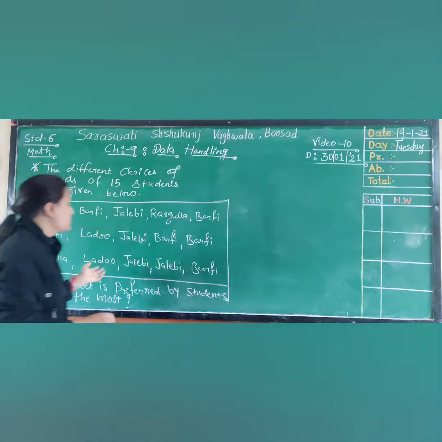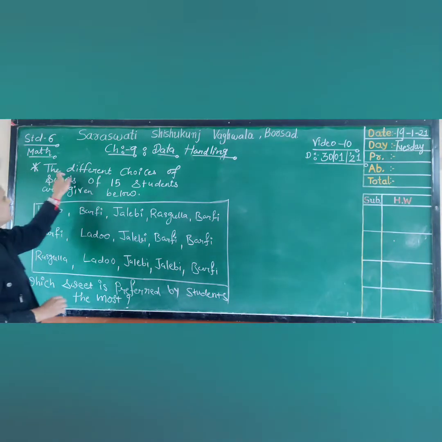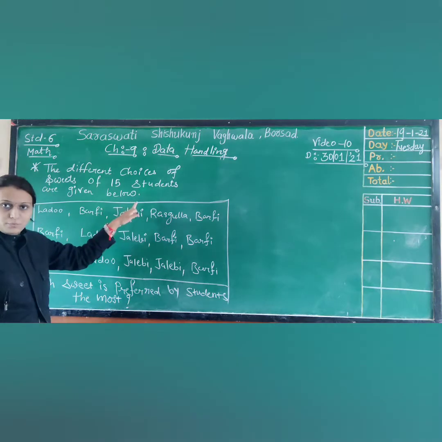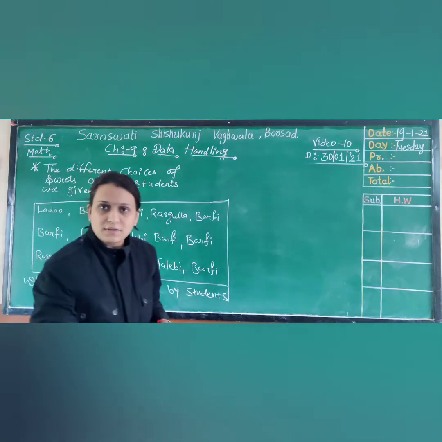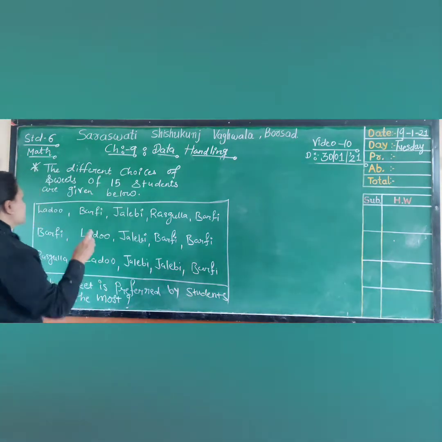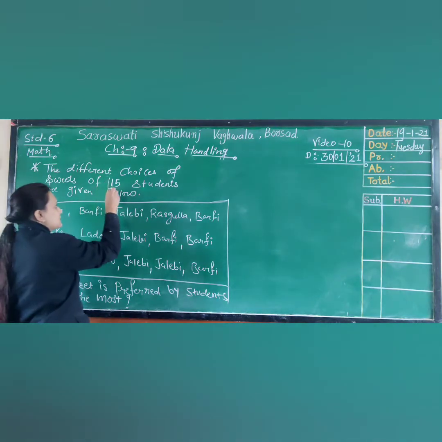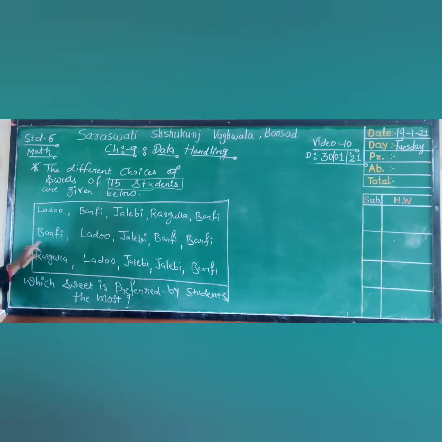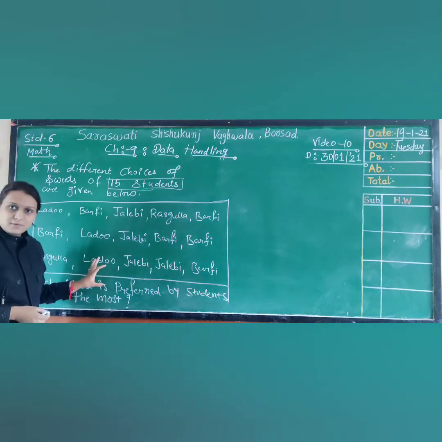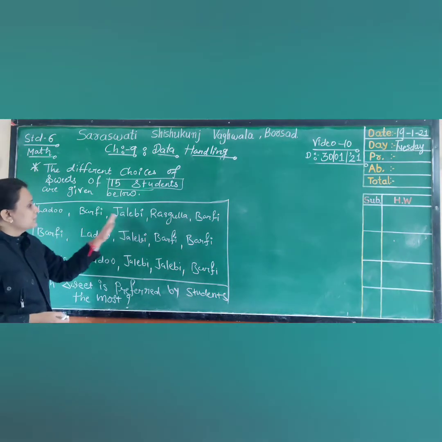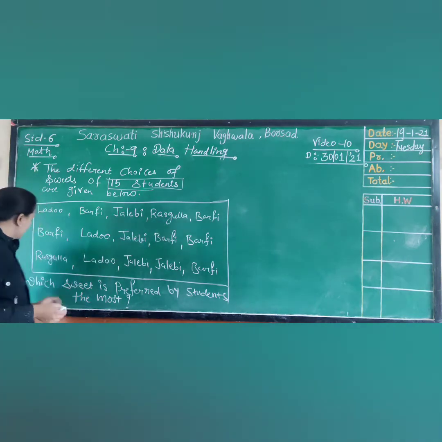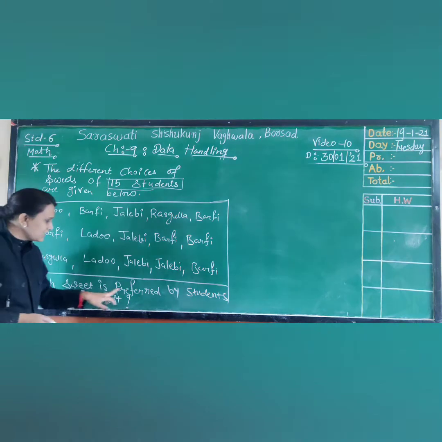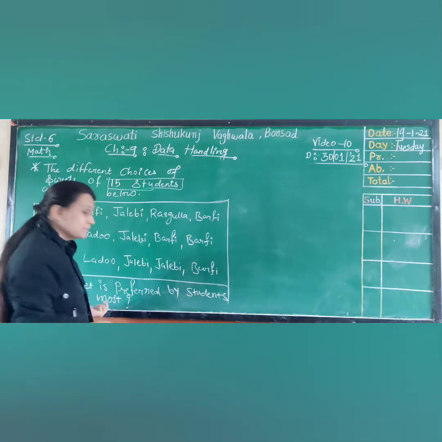Okay, so here in the next question we have the different choices of sweets of 15 students given below. Here 15 students are there. The choices about the sweets are given below. So you can see here a total of 15 students are given, and this is the different data of the sweets: laddu, barfi, jalebi, rasgulla. Then from the data, at last we have to identify which sweet is preferred by students the most.